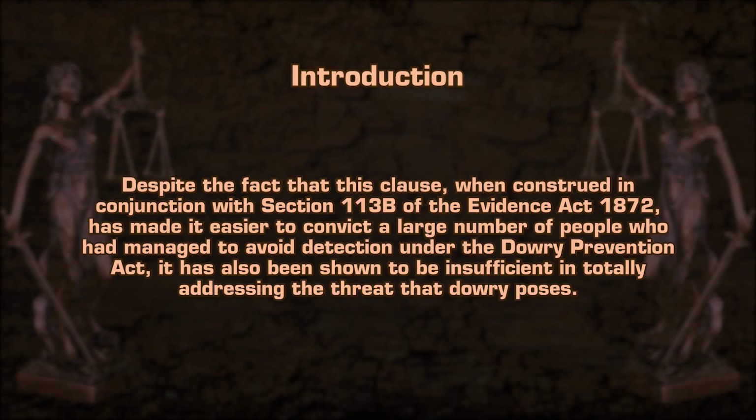that this clause, when construed in conjunction with Section 113B of the Indian Evidence Act, has made it easier to convict a large number of people who had managed to avoid detection under the Dowry Prohibition Act, it has also been shown to be insufficient in totally addressing the threat that dowry poses.